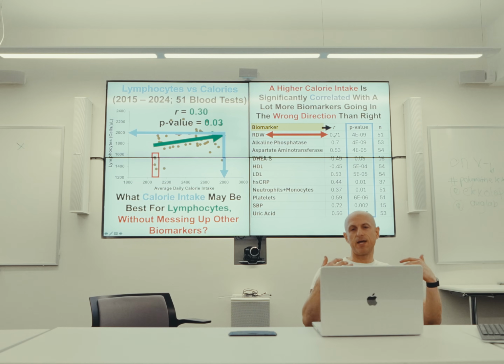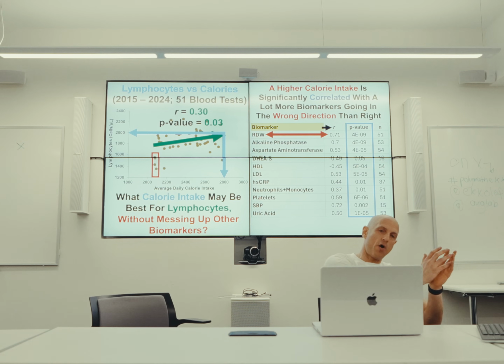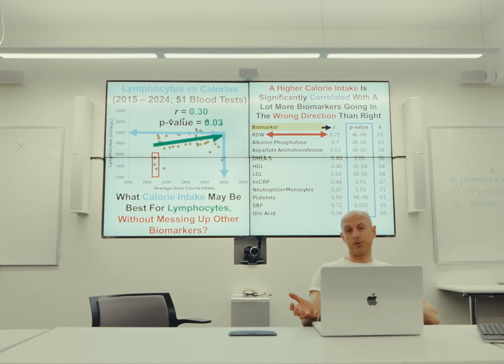positive. So in my case, a higher calorie intake is significantly correlated with a higher RDW, and that may be one factor in how I've been able to reduce that RDW to now youthful levels. So if I increase calories, I may improve my lymphocytes, but on the other hand, make my RDW worse. So it's about finding the bottom of that U-shaped curve so that I can minimize risk.